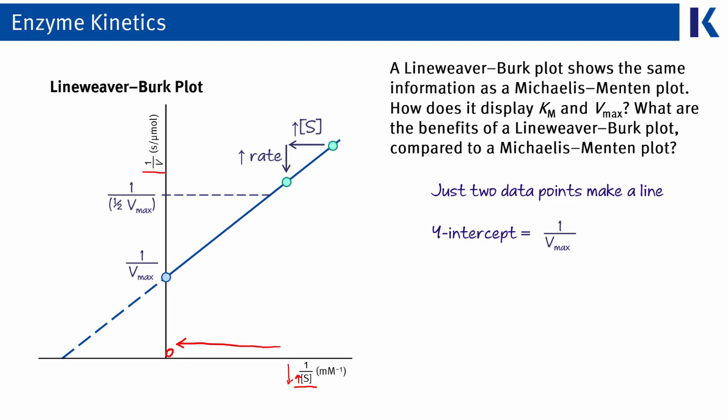And so just like on a Michaelis-Menten plot, we can now track that down and find not the Km value, but the 1 over Km value.